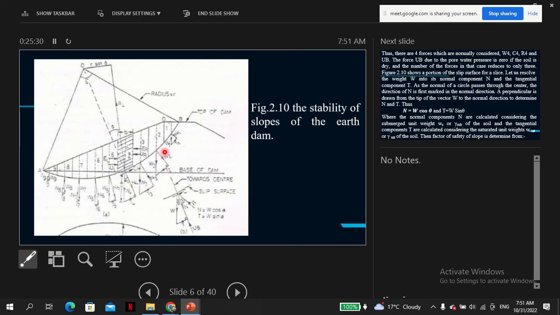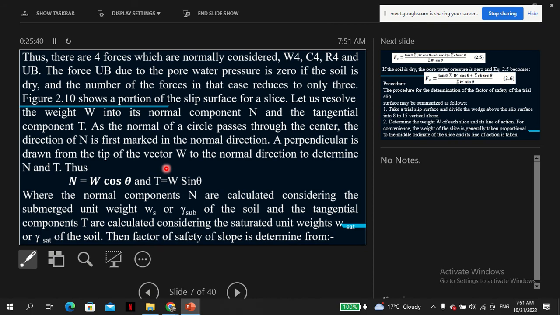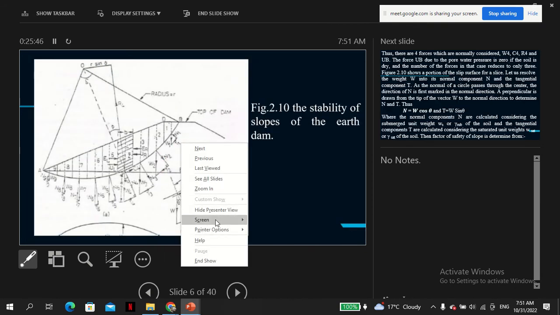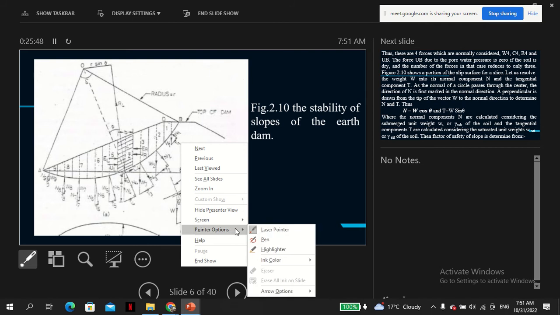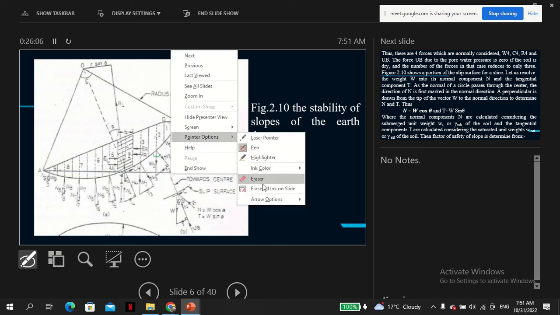If the angle is here, then this is a sine or a cos. If this is the angle theta, then this is W cos theta, and this is W sin theta. I'll leave that for you.